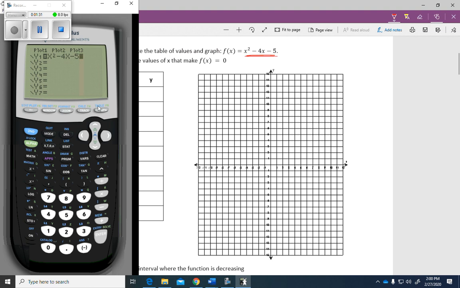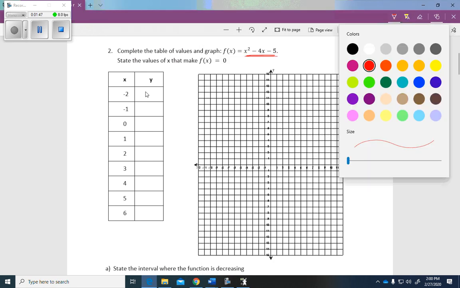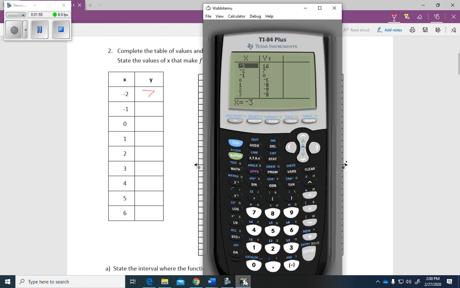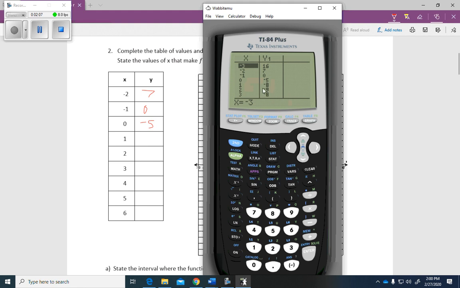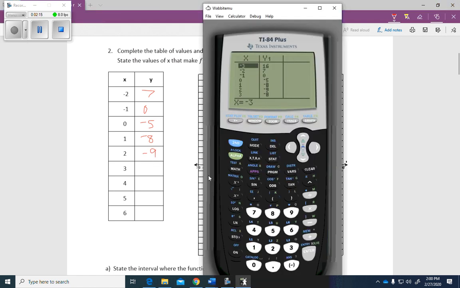And since we have to fill in a table of values, I might as well just go look at the table and copy down the information that they want us to do. So negative 2, 7. What was it? Negative 1, 0, and then negative 5. At x equals 1, it's at negative 8, and then negative 9. And then a strange thing seems to happen, where at 3, it's at negative 8. At 4, it's at negative 5. At 5, it's at 0. And at 6, it's at 7.